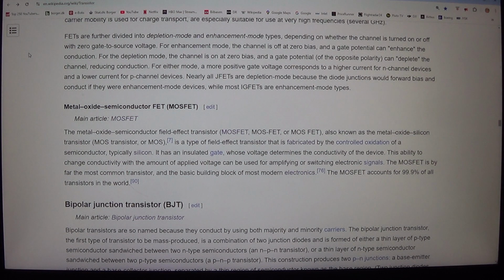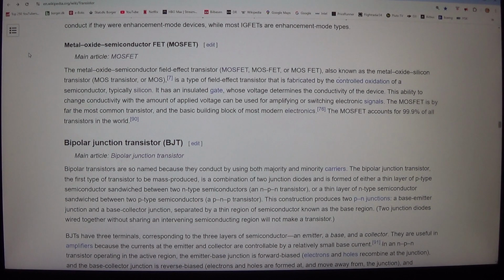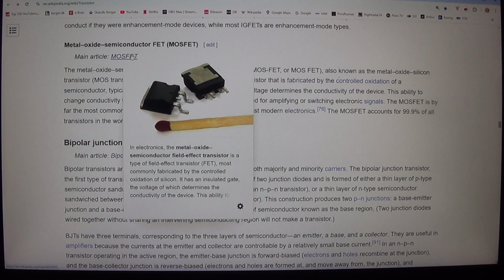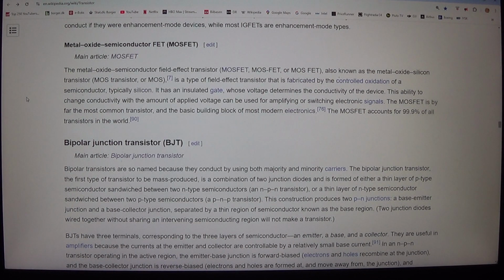Metal oxide semiconductor FET, MOSFET. Main article: MOSFET. The metal oxide semiconductor field effect transistor, MOSFET, also known as the metal oxide silicon transistor, MOS transistor, or MOS, is a type of field effect transistor that is fabricated by the controlled oxidation of a semiconductor, typically silicon.